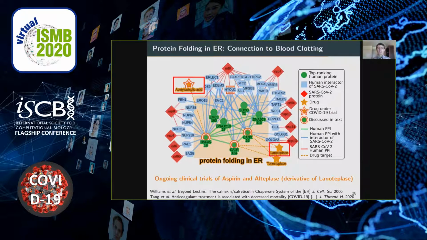In fact, acetylsalicylic acid, or aspirin, which targets HSPA5, as well as a derivative of alteplase, which targets CANX and CALR, are already in clinical trials for their anticoagulant effects on COVID-19.